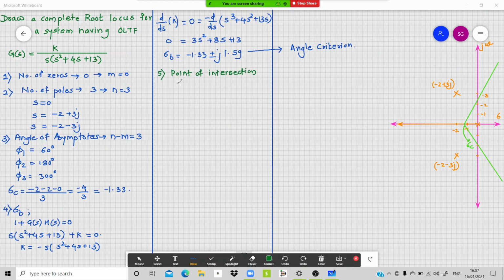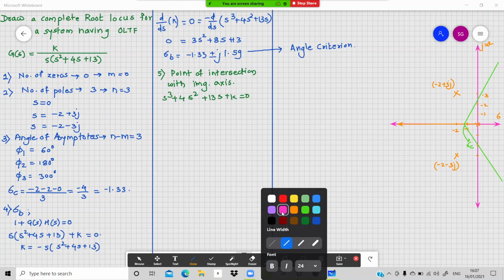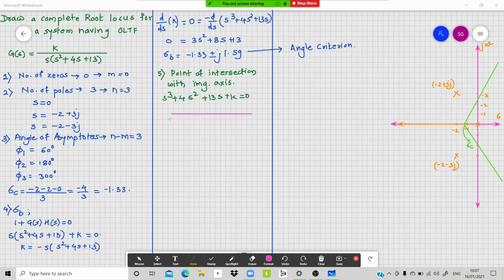Intersection with imaginary axis. Right, so the characteristic equation we are having: s cube plus 4s square plus 13s plus k is equal to 0. We got that thing over here, right? So I'll go for the array now. s cube, s square, 1 and 0, 1, 13, 4 and k.